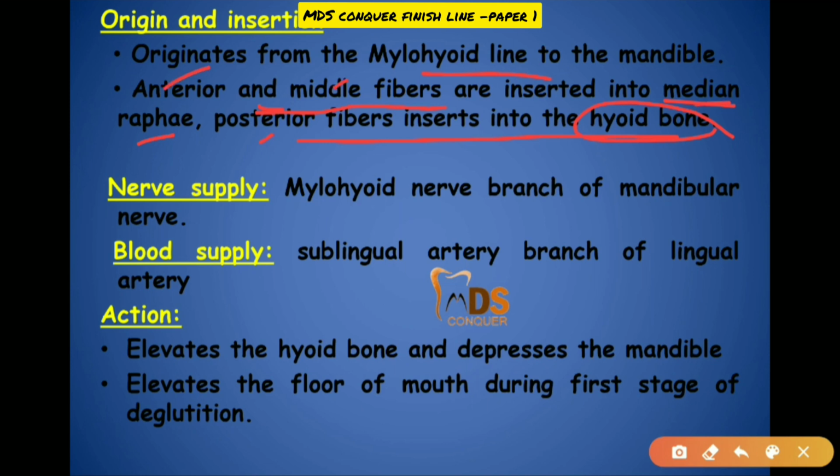Anterior and middle fibers will insert into the median raphe, whereas posterior fibers will insert into the hyoid bone. Then coming to the nerve supply, the mylohyoid nerve, a branch of the mandibular nerve. Blood supply is by the sublingual artery, which is a branch of the lingual artery. Then action: it elevates the hyoid bone and also elevates the floor of the mouth during the first stage of deglutition. It is very important, so this muscle even helps in deglutition.